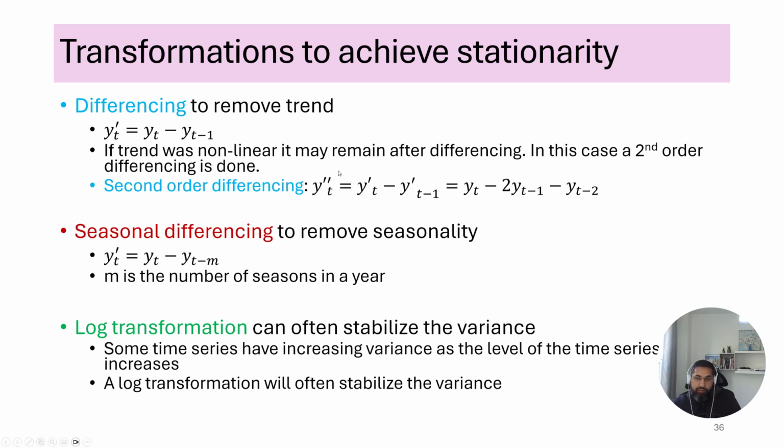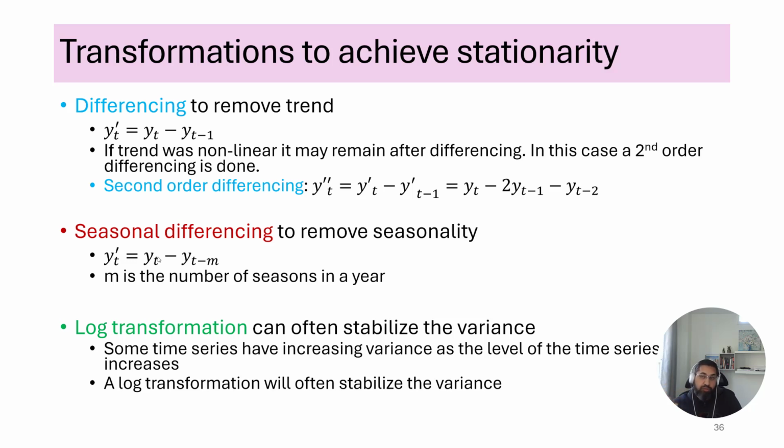That's called a second order differencing, where you take the differenced time series, the y comma, this one, and you difference this time series you got from the first time, and that's called a second order differencing. Okay. Now you can also do seasonal differencing, which is just like differencing, but from each value of the time series, you don't subtract the previous value.